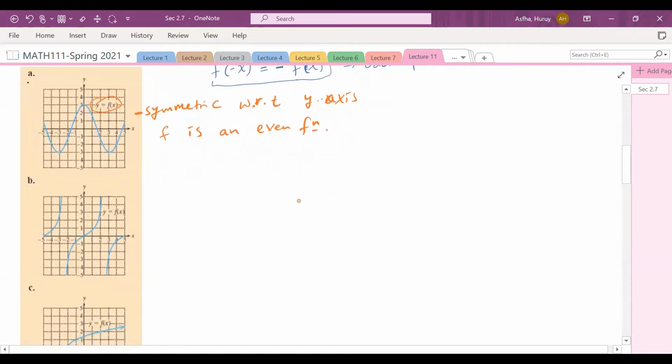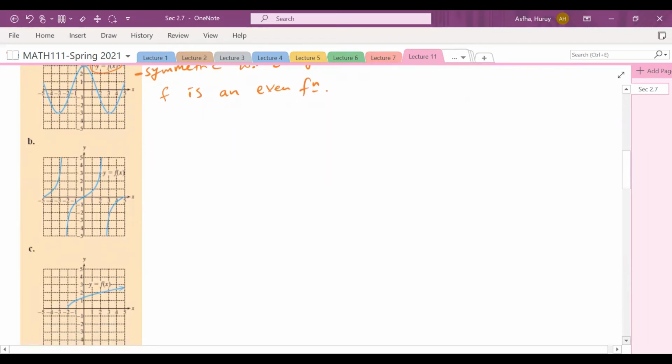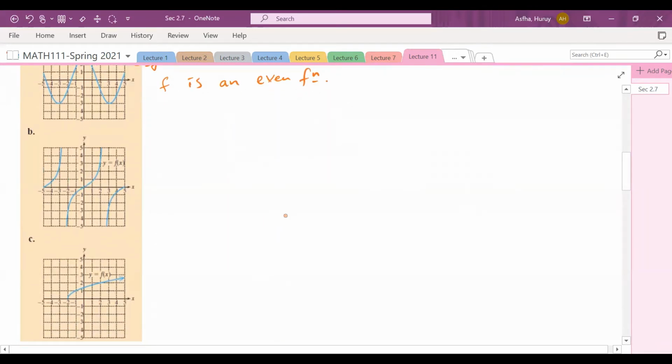So I can determine whether the function whose graph is this one is an even function or odd function just by looking at the graph, because we look at the symmetry. Is this symmetric with respect to the y-axis or the origin? Sometimes it could be neither, right? So it doesn't have to always be symmetric with respect to the y-axis or the origin.